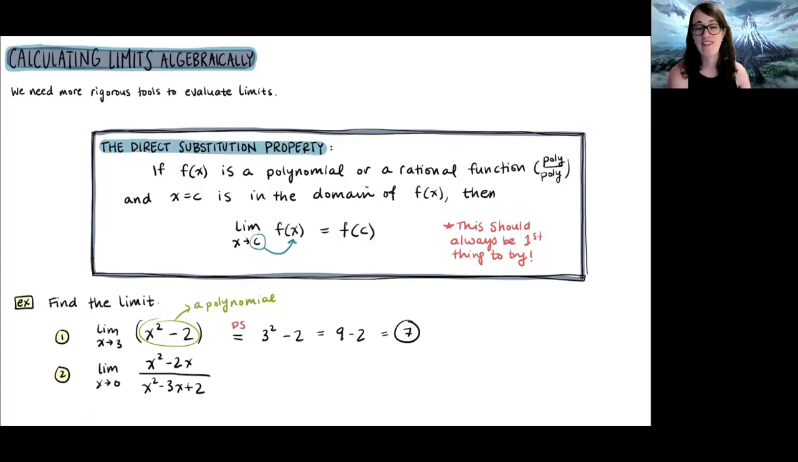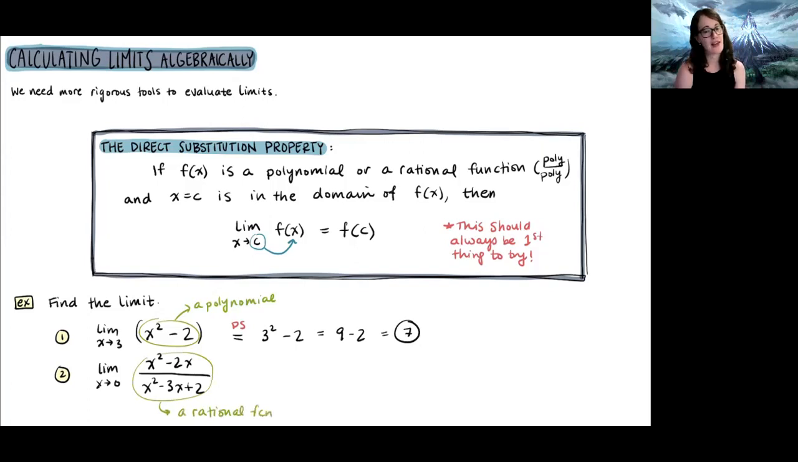Okay, polynomials don't have any holes, they don't have any vertical asymptotes, they don't have any jumps, which is why the limit is just what you get when you plug in the x value. All right, second example, this is a rational function. Okay, we have a polynomial up top. We have a polynomial on the bottom.